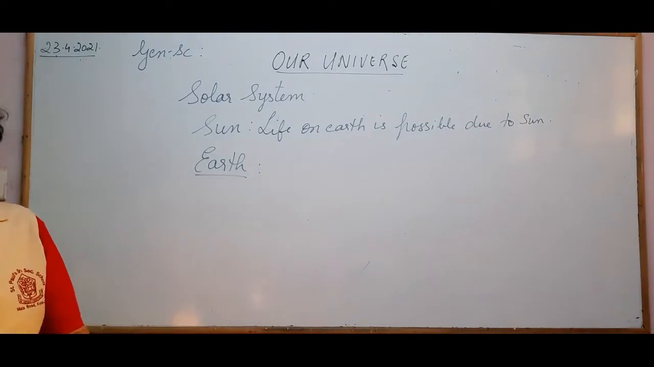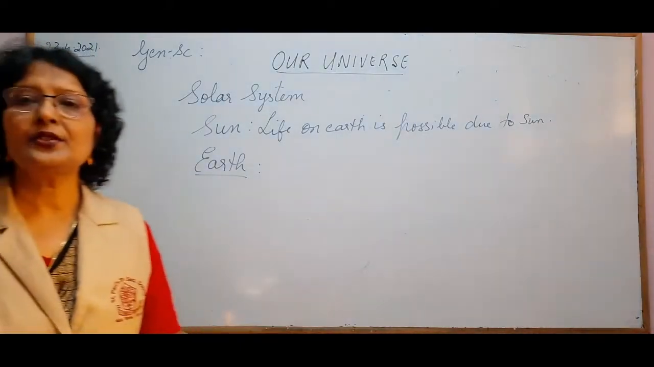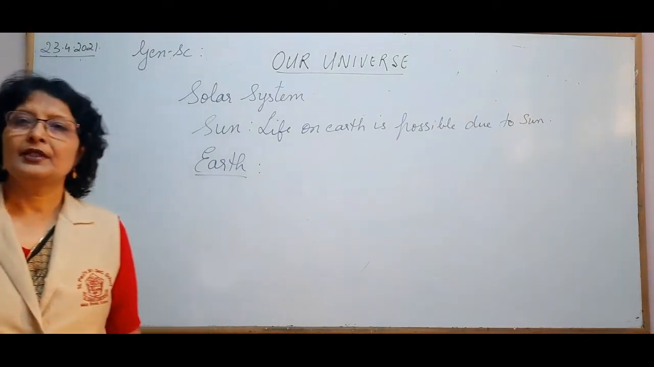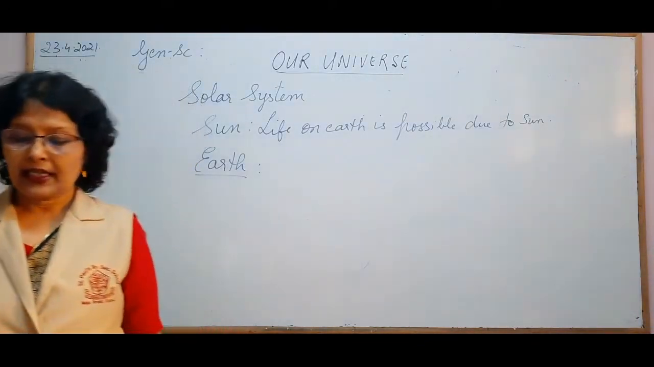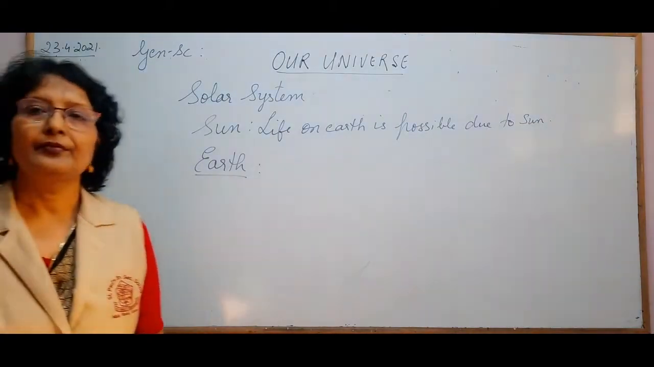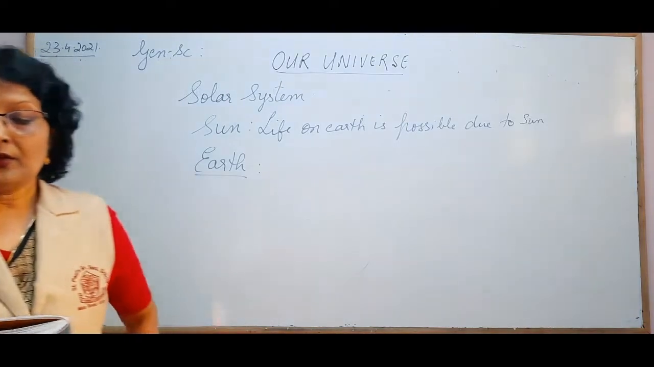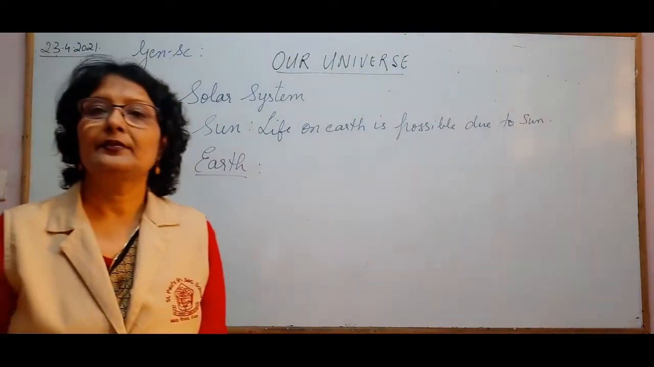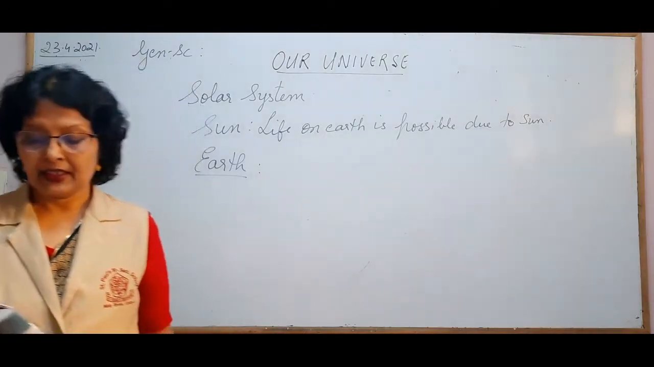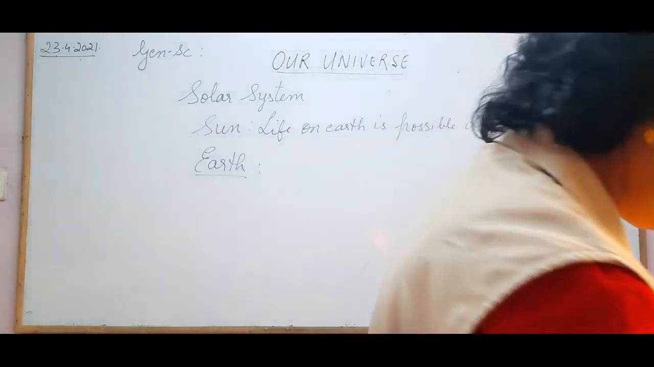Now let us see the position of Earth in the solar system. It is in the 3rd position. First is Mercury, then Venus, and then Earth. Now the shape of the Earth, I told you it is spherical. Now we'll do the movement of the Earth.